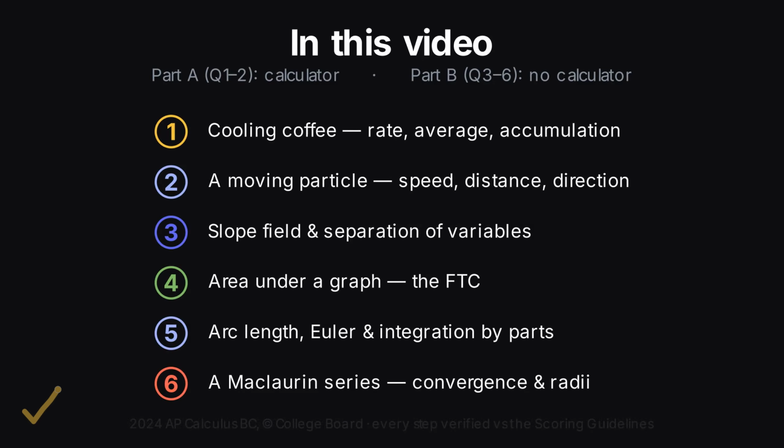Here's the plan. 2 questions allow a calculator, 4 do not, 6 in all. We'll work a cooling rate, a moving particle, a slope field, areas under a graph, arc length with Euler, and a Maclaurin series. Then a quick recap.